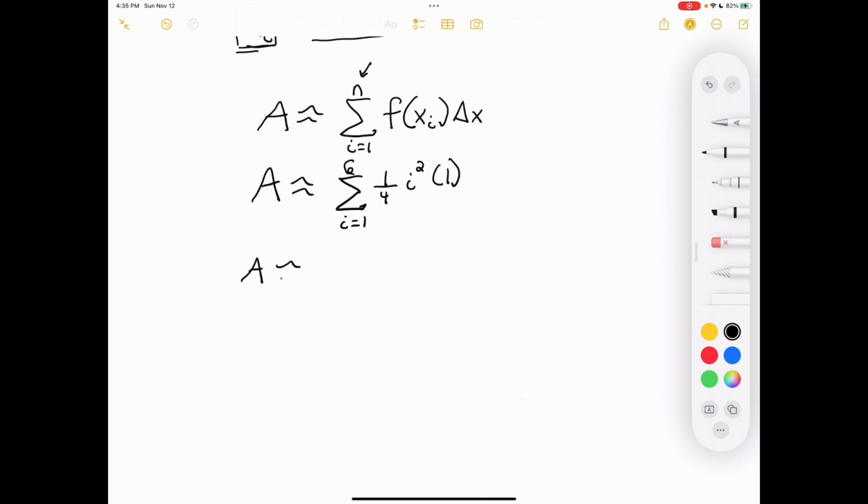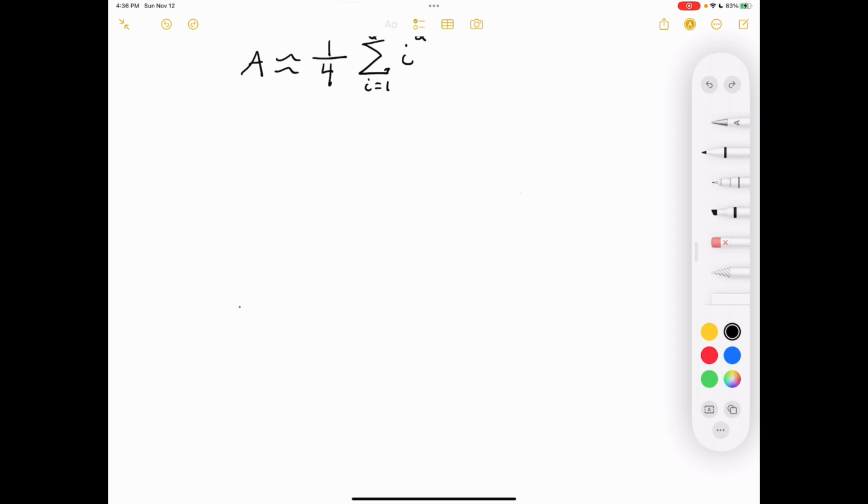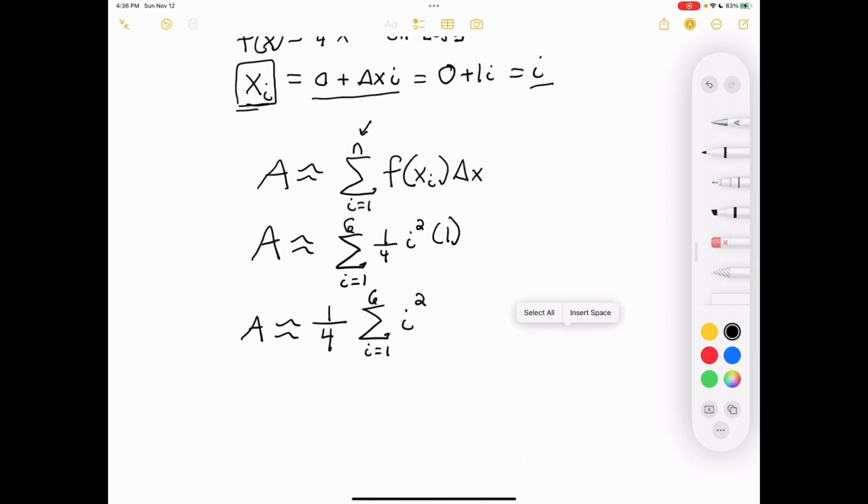Let's just simplify this. A property of sigma notation is you can pull constants like 1/4 and 1, which is just 1/4, out in front of the sigma sign. Okay, and another formula related to sigma notation that I'm going to assume you know is the following. The summation from i equals 1 to n of i squared is equal to n times n plus 1 times 2n plus 1 over 6. It's just a good general formula to know when you're dealing with these problems. And so hopefully you can see we can use that here.